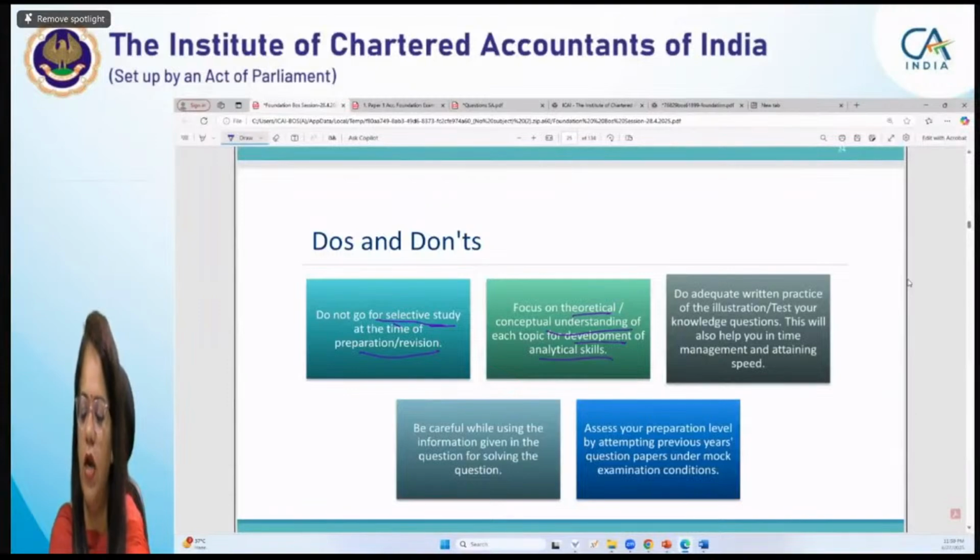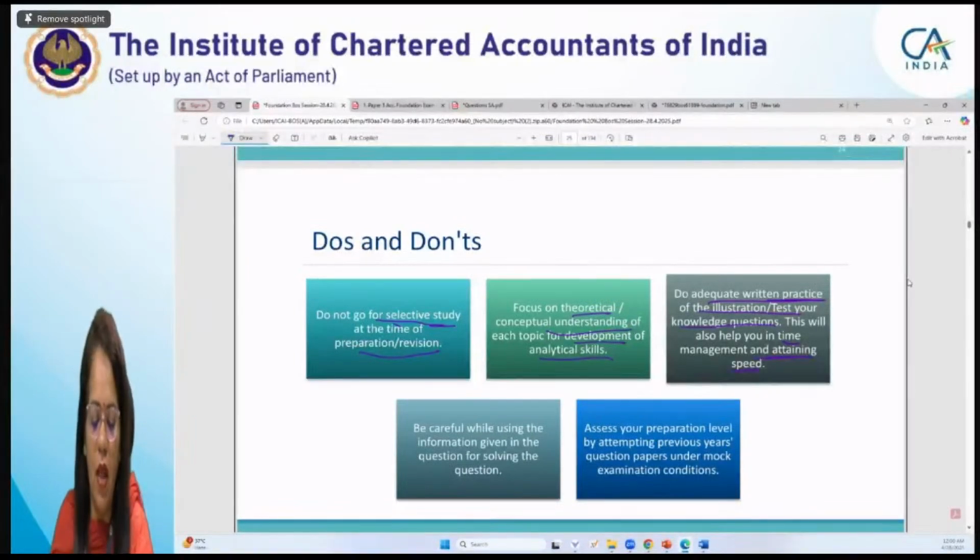All right. Do adequate revision, written practice of the illustrations and test your knowledge questions. Solve the questions. At this stage also you should solve the questions. While solving the questions, do big questions. Do not do illustration one, illustration two of your study material. These are very easy questions, and I know these questions. No, do good questions. All right. This will help you in time management and attaining speed. Be careful while using the information given in the question for solving the question.